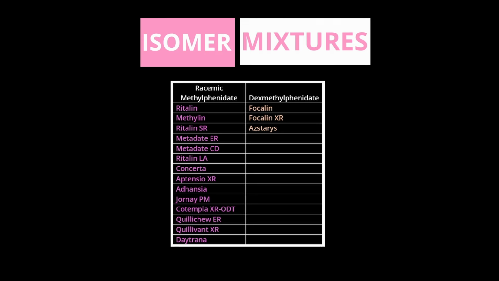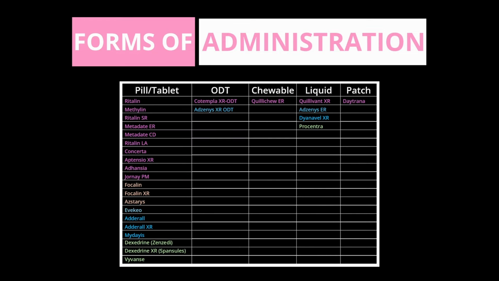All right, this brings us to the third way that stimulants differ, and that's by their form of administration. So manufacturers have made stimulants available in a ton of different routes of administration. So they come in pills/tablets, orally dissolving tablets, chewables, liquids, and patches. So here's a nice chart of the different names of the medications and the form that they come in. So maybe you're wondering, why are there all these different ways of taking the stimulants?